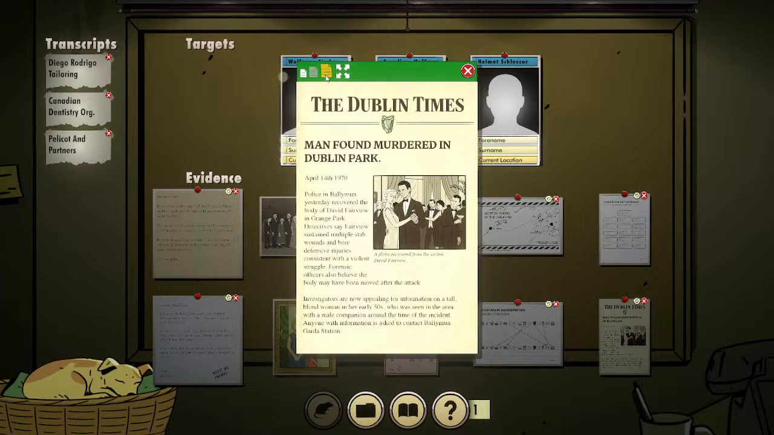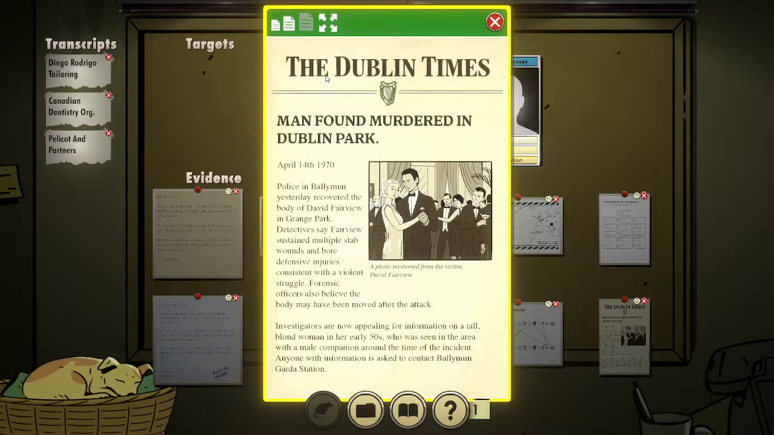Photo recovered. Oh, is this going to have the guy? We see this guy looking angry. Photo recovered from the victim, David Fairview.